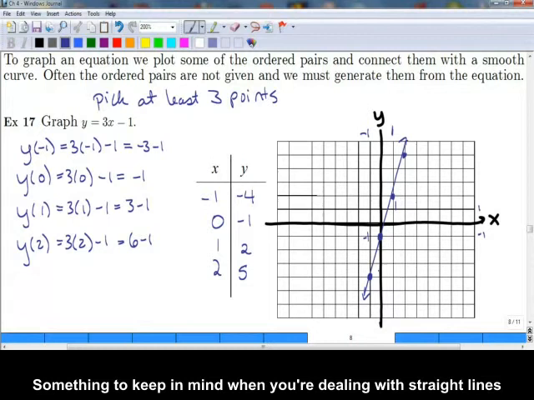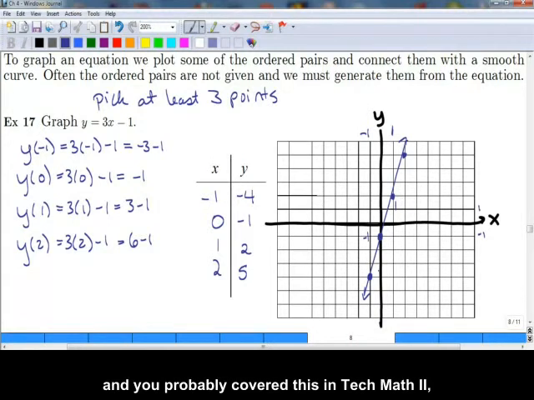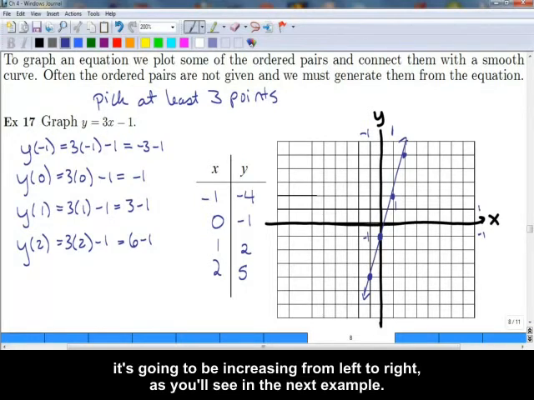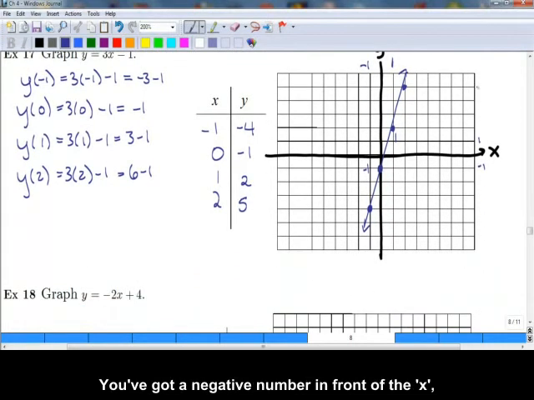Something to keep in mind when you're dealing with straight lines, and you probably covered this in Tech Math 2, is that if you have a positive slope or a positive value in front of the x, it's going to be increasing from left to right. As you'll see in the next example, you've got a negative number in front of the x, so it's going to be decreasing from left to right.